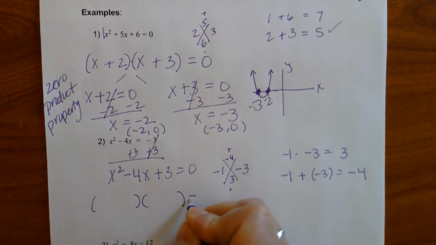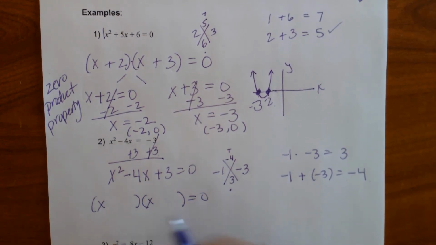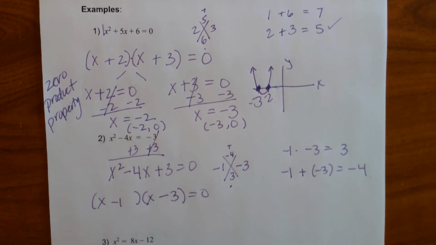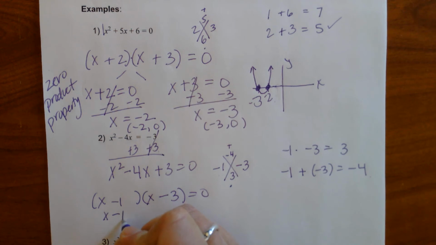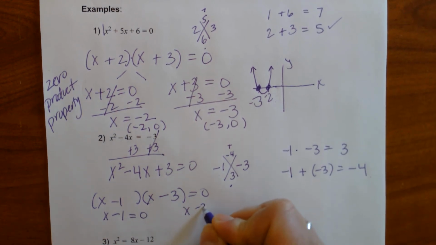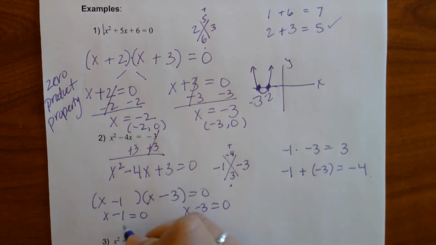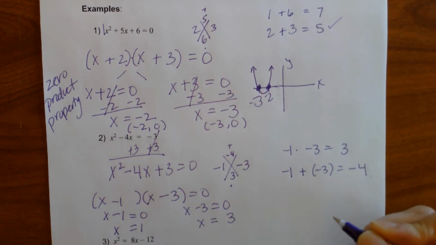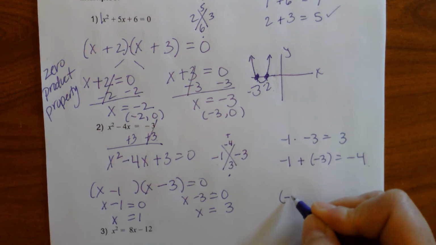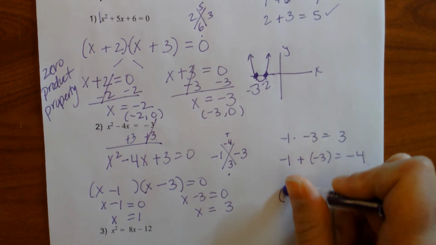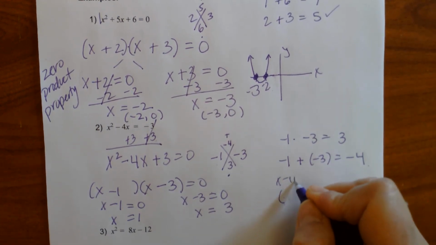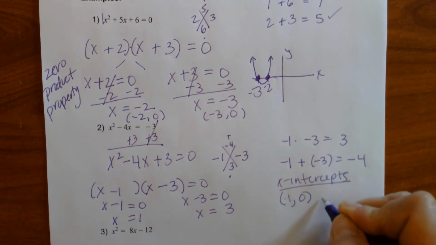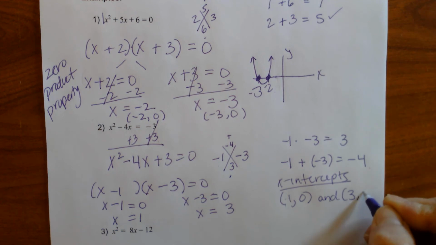So let's set our parentheses up. X and X, I know it's going to be -1 and -3. I can now split these up. X minus 1 equals 0, X minus 3 equals 0. Add 1 to both sides, I get X equals 1. Add 3 to both sides, I get X equals 3. So my X-intercepts are going to be 1, 0. Let's just label that 1, 0, and 3, 0.